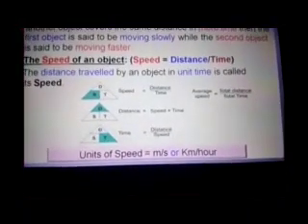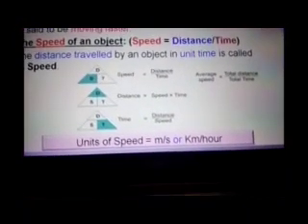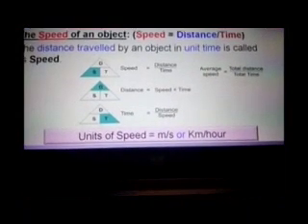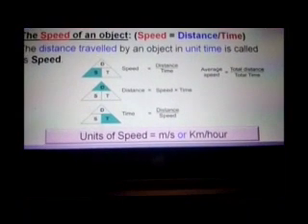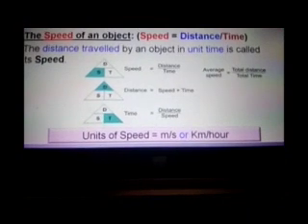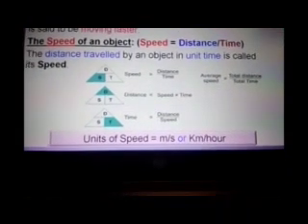These three formulas are very useful for doing numericals. Speed is equal to distance by time, distance is equal to speed into time, and time is equal to distance by speed.